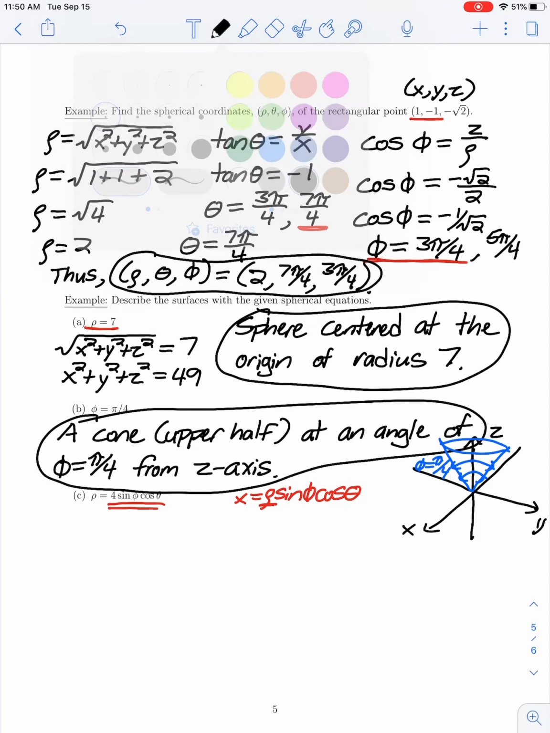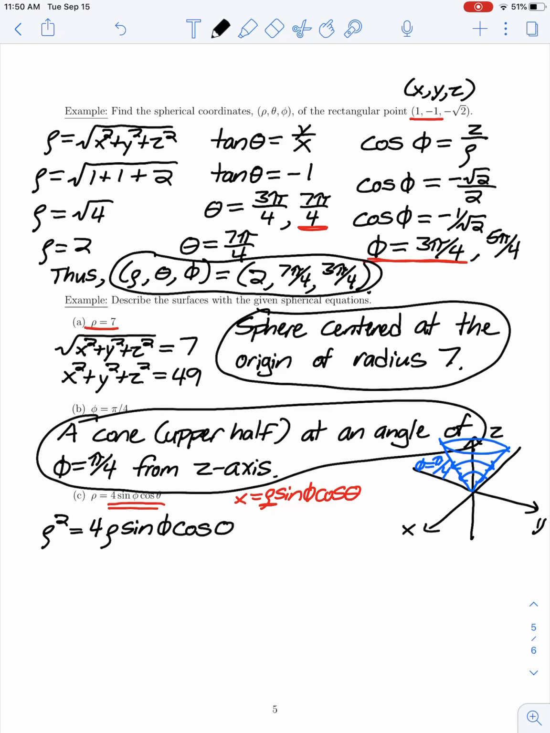So let me start here by multiplying both sides of my equation by rho. So I would have rho squared is equal to 4 rho sine phi cosine theta. And now converting to rectangular coordinates, well, rho squared would be the sum of x squared, y squared, and z squared. And that is equal to 4 times rho sine phi cosine theta, which is exactly x in terms of rectangular coordinates.